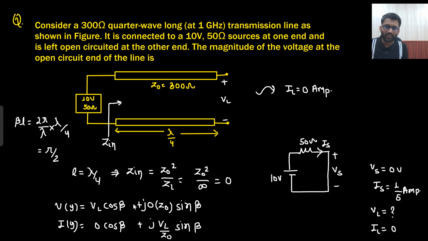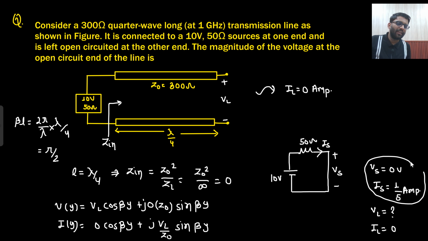We were writing Vy here. This is my Vy. But what do I know? I know the expression at y equals to L. What is your Vs? Vs is your voltage at y equals to L. And what is your Is? Is is your current at y equals to L.